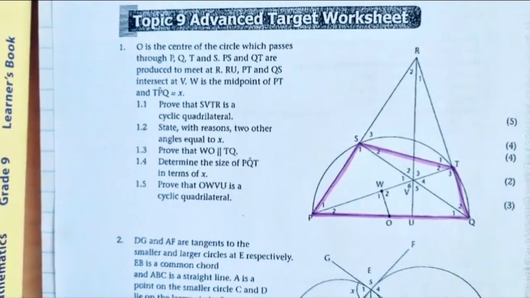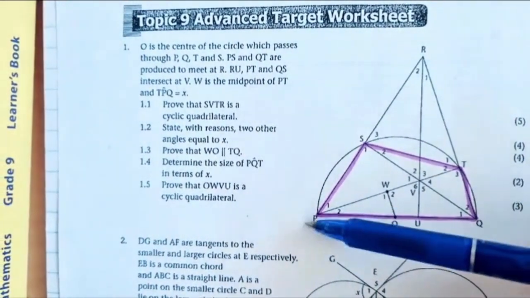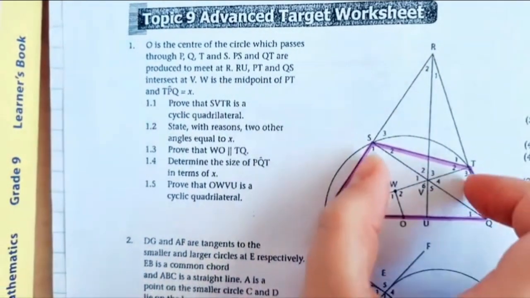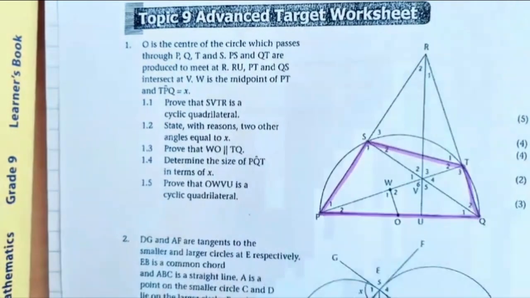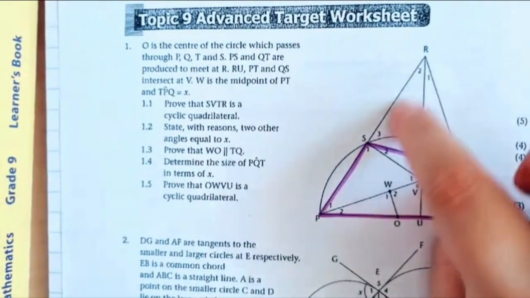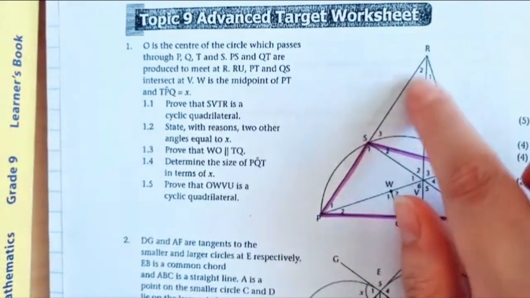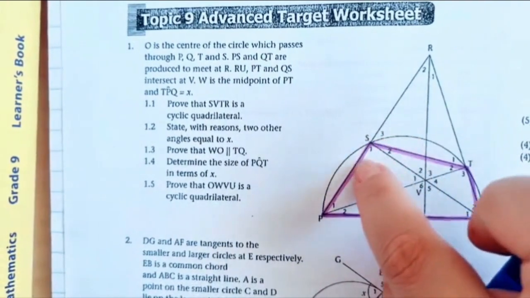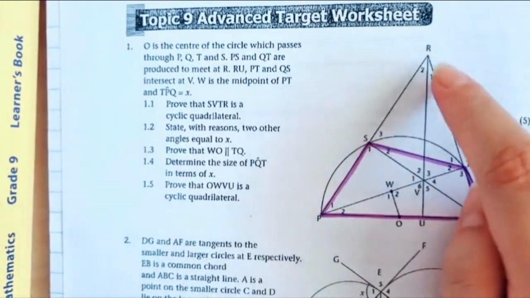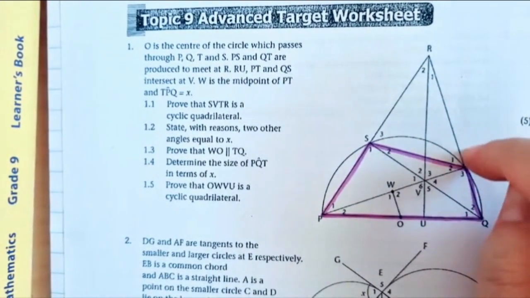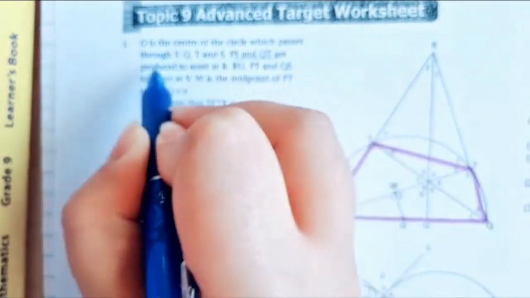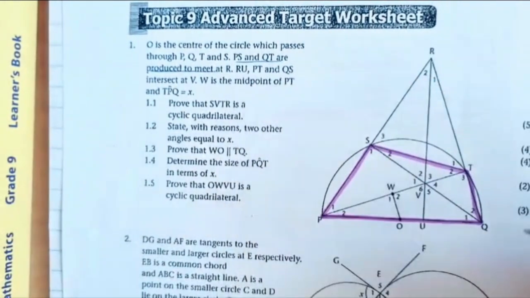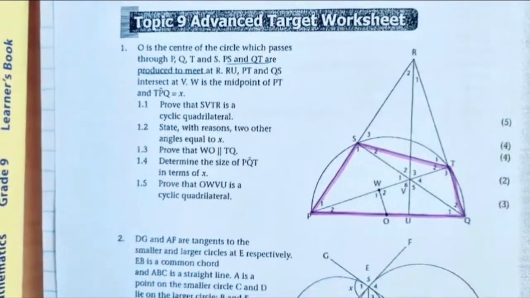Okay, PS and QT are produced, they are lengthened to meet at point R. Basically what that is telling us is that PSR is a straight line. So here we could use angles on a straight line if we wanted to, and same thing here. They're telling us that this is a straight line. That PSR and QTR are actually straight lines.